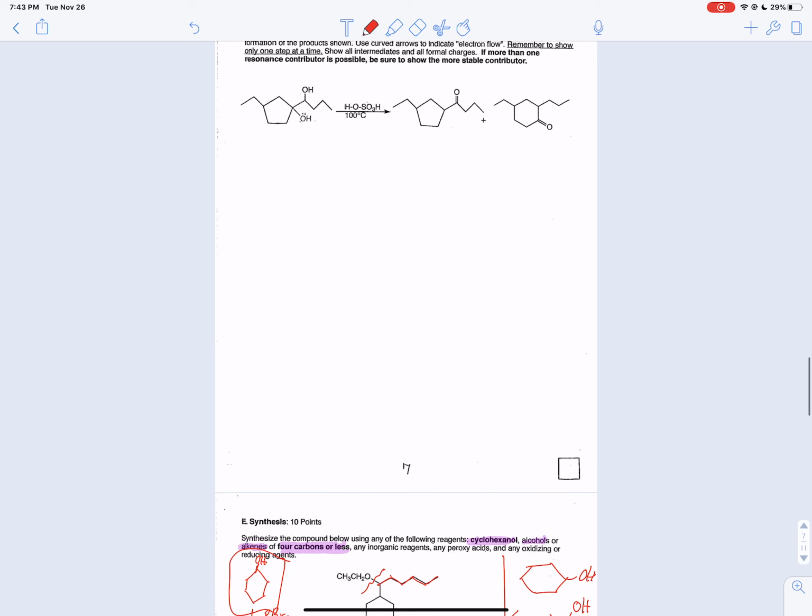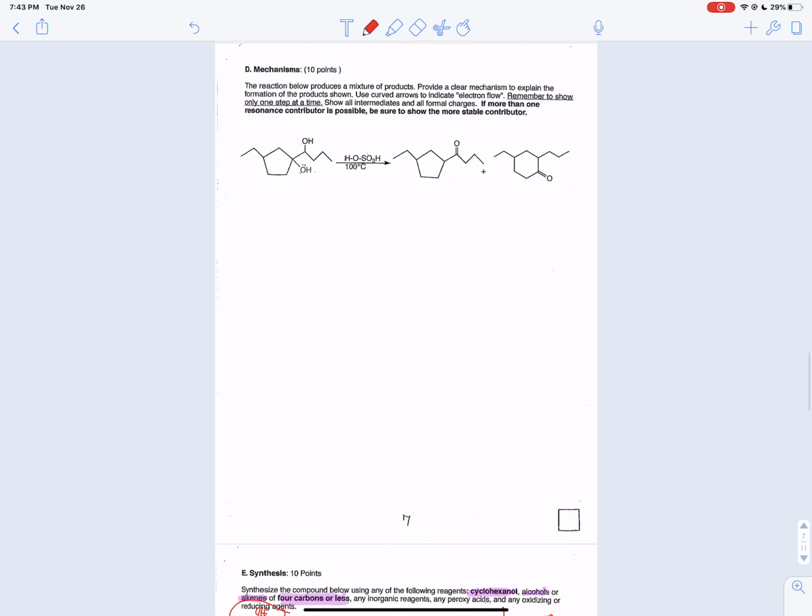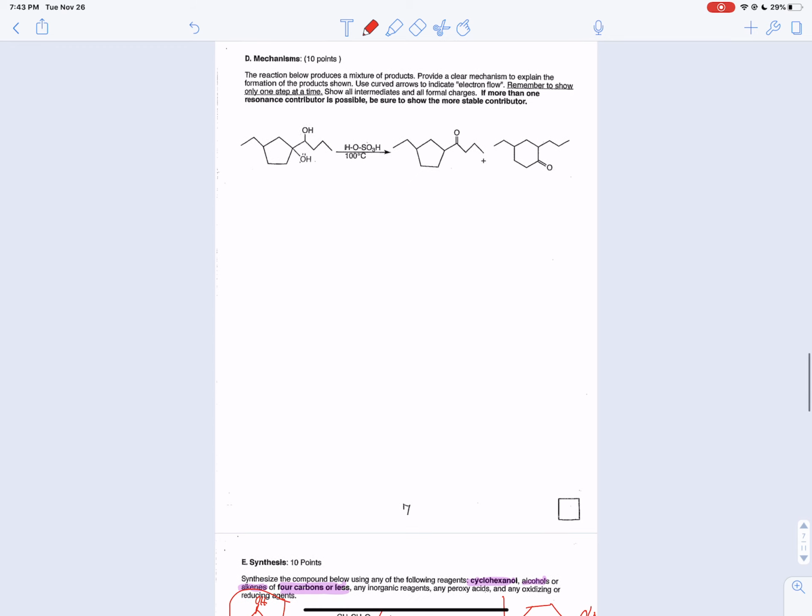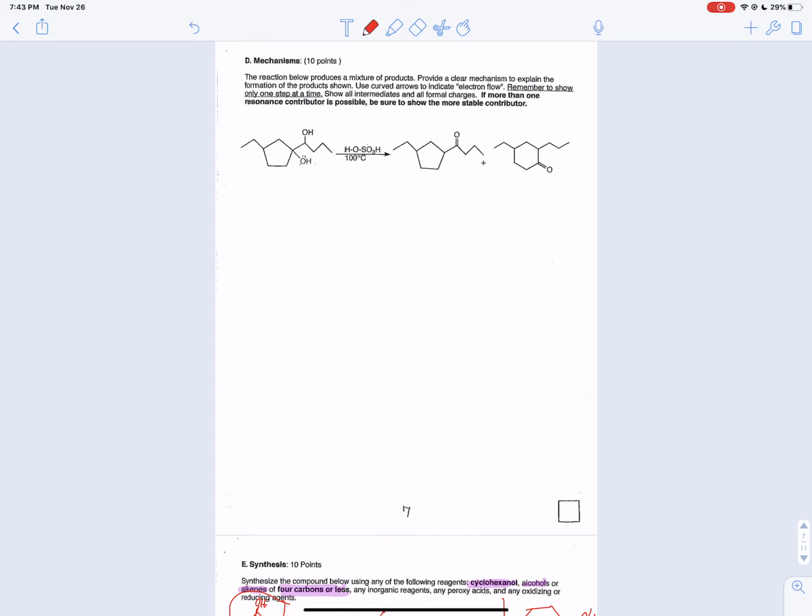Now let's do mechanism, okay? So we're getting the big bad boys out of the way early, so hopefully the other stuff will not be as bad, right? With mechanism, there is something that may be different between this, the final and the third exam, I'm not sure.